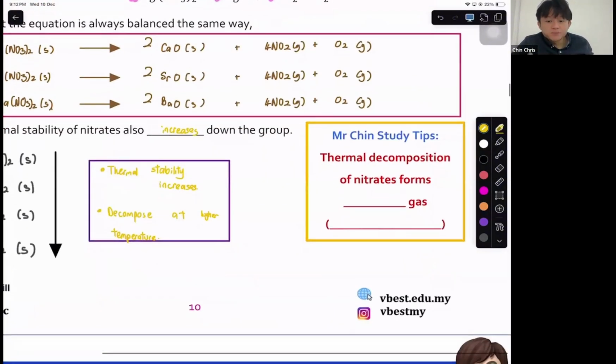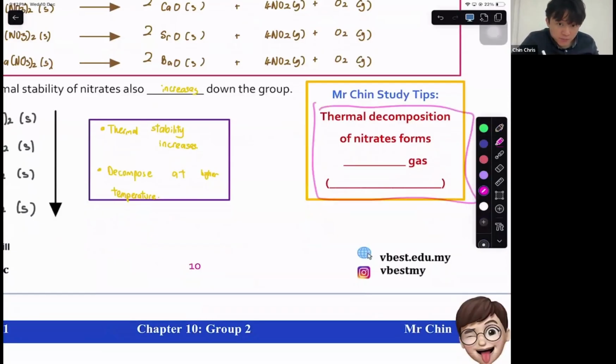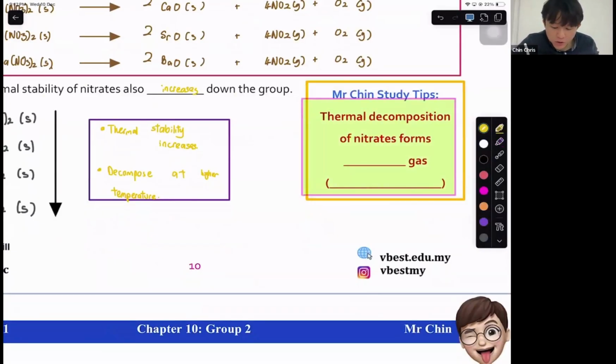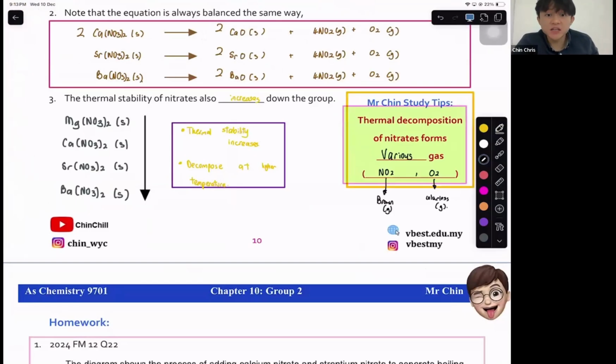Alright guys, now my study tips. Thermal decomposition of nitrate always forms various gases. The moment you see the word various, we are talking about nitrate here. So what are the various gases we have? NO2, which is a brown gas, and O2, which is a colorless gas. So when you see brown gas, when you see various gases, we are talking about the decomposition of a nitrate. Good.